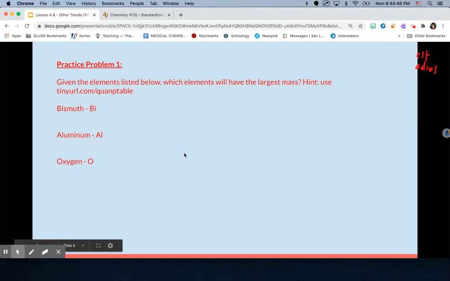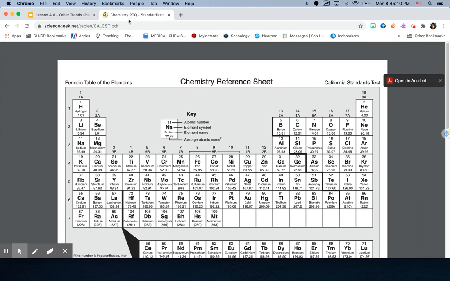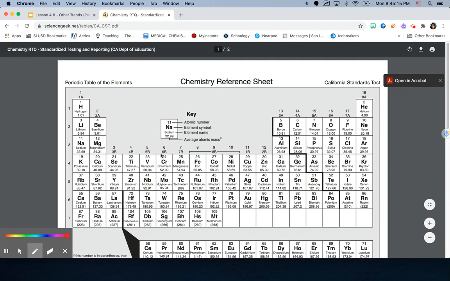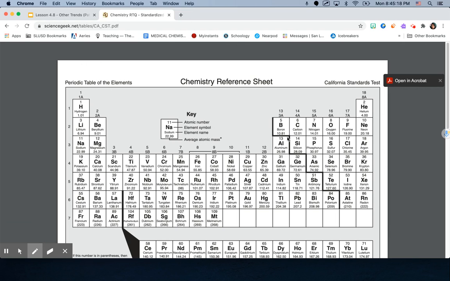All right, so on to some practice problems. Given the elements listed below, which element will have the largest mass? Hint, use your tinyurl.com/Quan P table. I'm going to compare bismuth, aluminum, and oxygen. So I'm going to go onto this P table and find bismuth, aluminum, and oxygen. Aluminum is here, oxygen is here, bismuth is here.